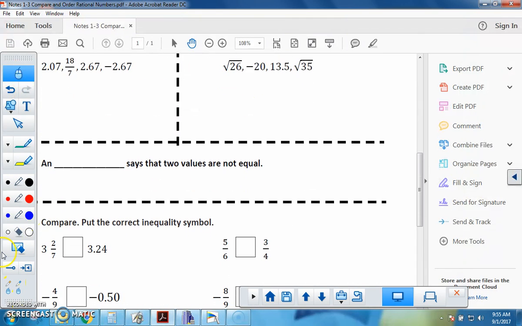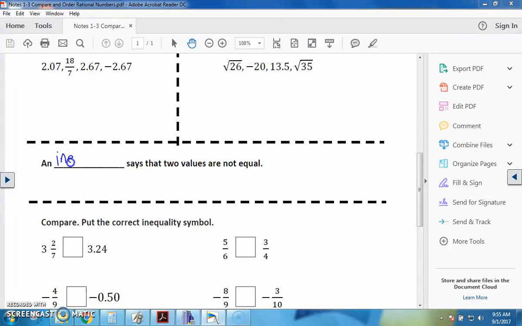So moving on. We got one vocabulary word that we're going to have to talk about, and it says a blank says that two values are not equal, and that is an inequality. So an inequality says that two values are not equal. Now your inequalities that y'all are going to have to know are less than, greater than, less than or equal to, and greater than or equal to. Those are the inequalities that we are going to be using, as well as equals.